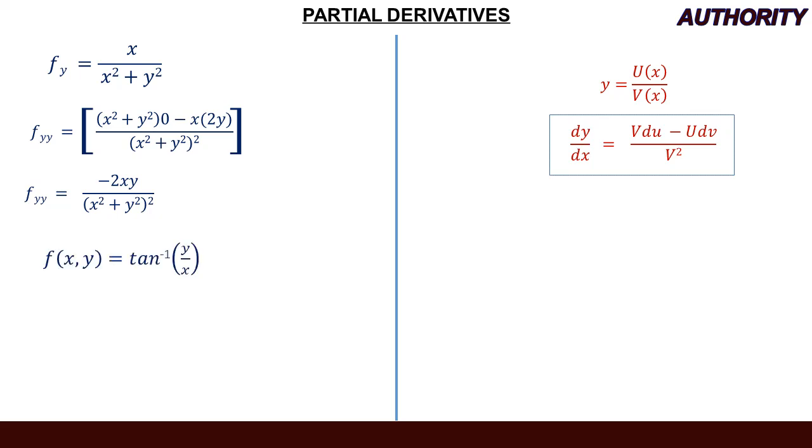We have proved that the function f is equal to tan inverse of y all over x. We have proven that the second partial derivative of this function with respect to x is giving us 2xy all over x squared plus y squared in bracket squared. And then the second partial derivative of this same function with respect to y is equal to minus 2xy all over x squared plus y squared in bracket squared.